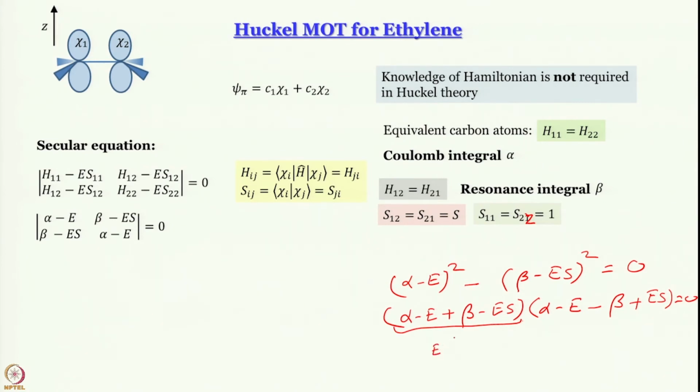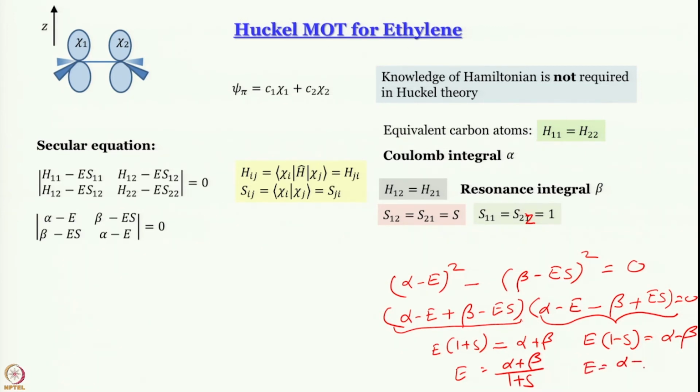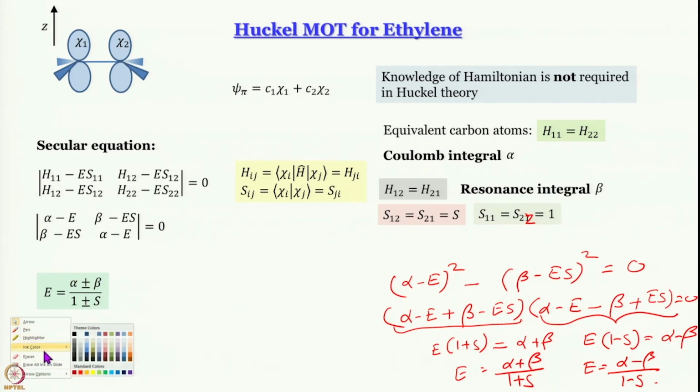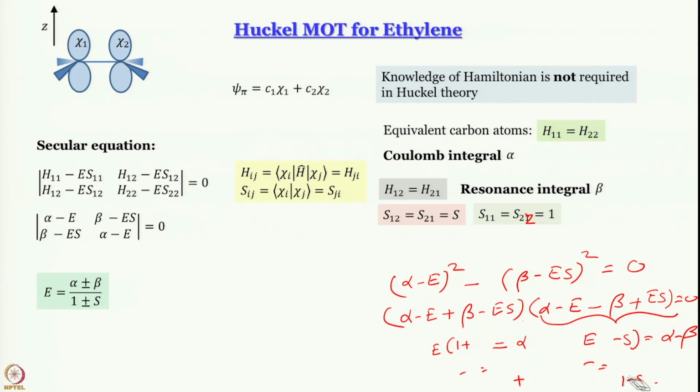You get E multiplied by 1 plus S is equal to alpha plus beta, or E is equal to alpha plus beta divided by 1 plus S. And if you set this factor to be equal to 0, then what do you get? You get E into 1 minus S is equal to alpha minus beta. So, E is equal to alpha minus beta divided by 1 minus S. You write them together, you get E is equal to alpha plus minus beta divided by 1 plus minus S. And so, these are the two energies that you get.